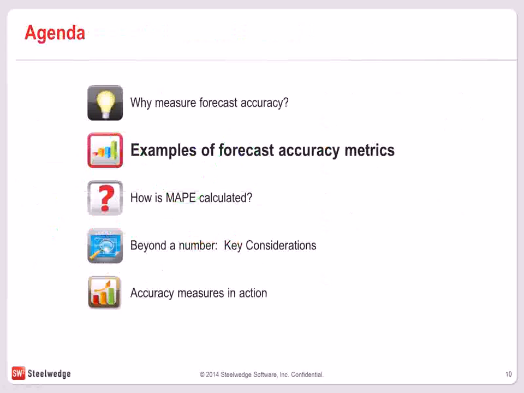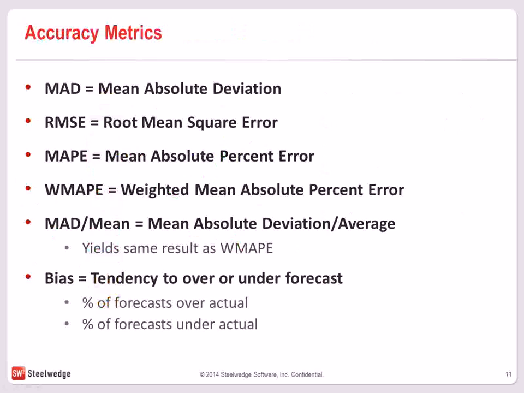So let's take a look at some examples of forecast accuracy measures. A few of them that I've captured here include the MAD, which is the mean absolute deviation, or in other words, the average of the errors. Root mean square error, which essentially gives more weight to the larger errors. So items that have a big deviation are going to play a much more significant role in this calculation. MAPE, which is the mean absolute percent error, the average of percent errors. As I mentioned before, we're going to look at the details of that one in just a moment. The weighted MAPE, or some people call it WAPE, is the weighted average of the absolute percent errors.